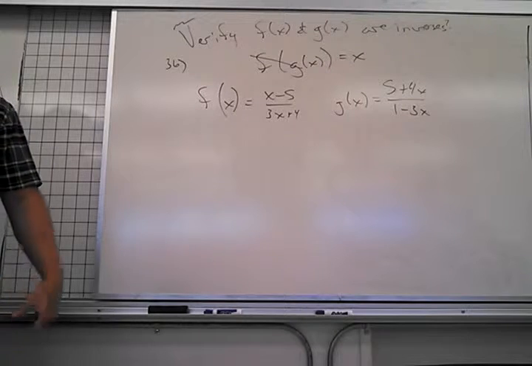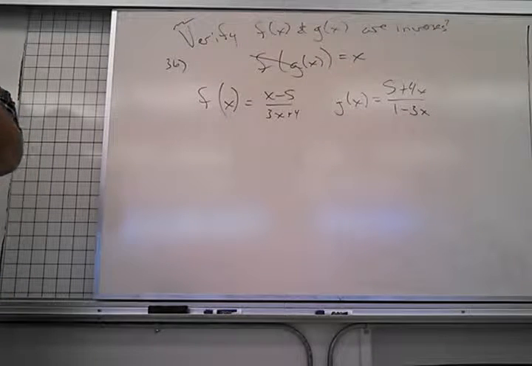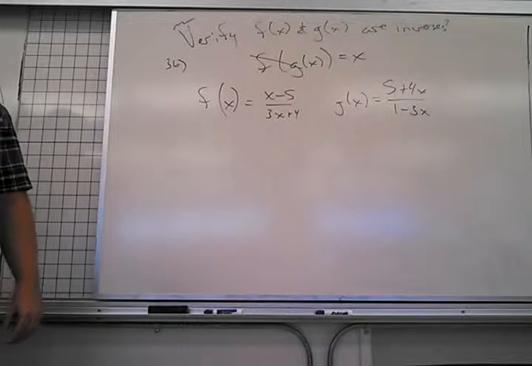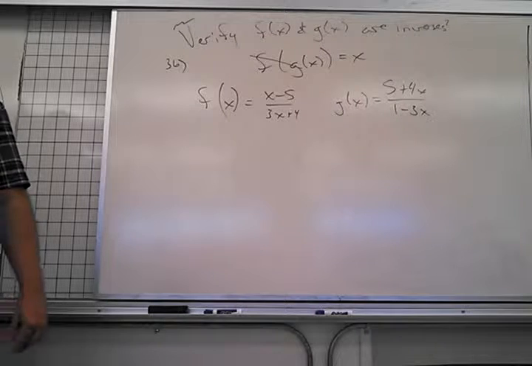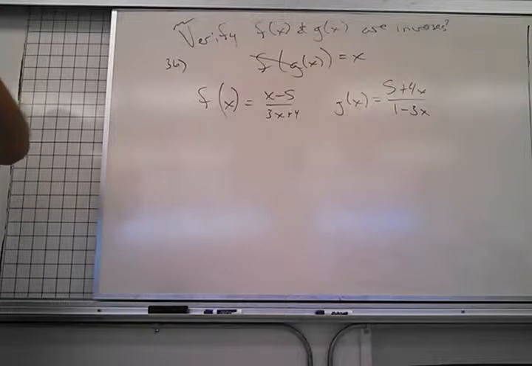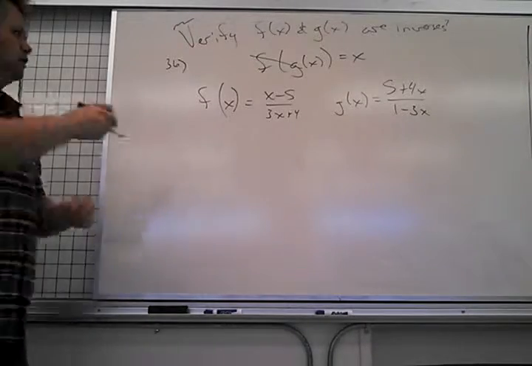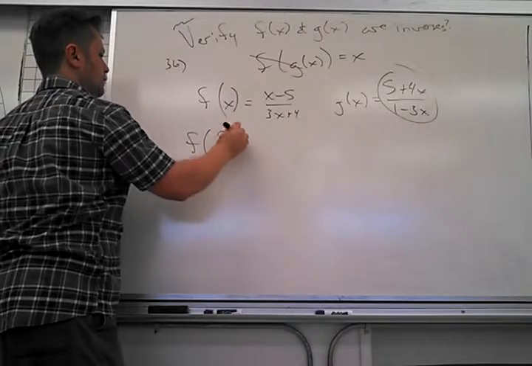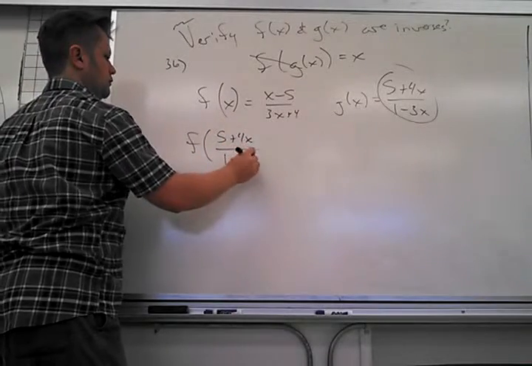This is the kind of math you need to be able to just do. You need to be able to just attack this thing. Appreciate the math when it's at the point where you just need stamina to get through, not a higher level of understanding. This is not a high level of understanding yet. This is just plug away at it. So if you plug this into here, what would f of 5 plus 4x over 1 minus 3x look like?